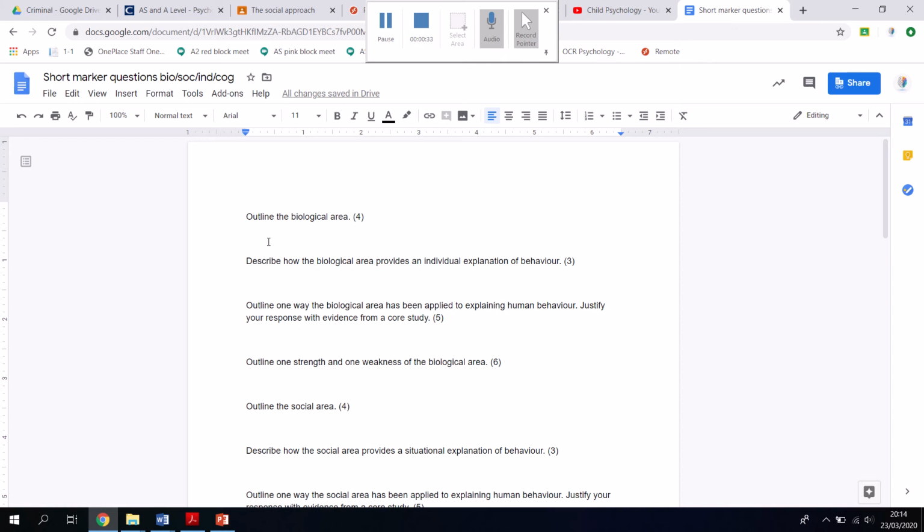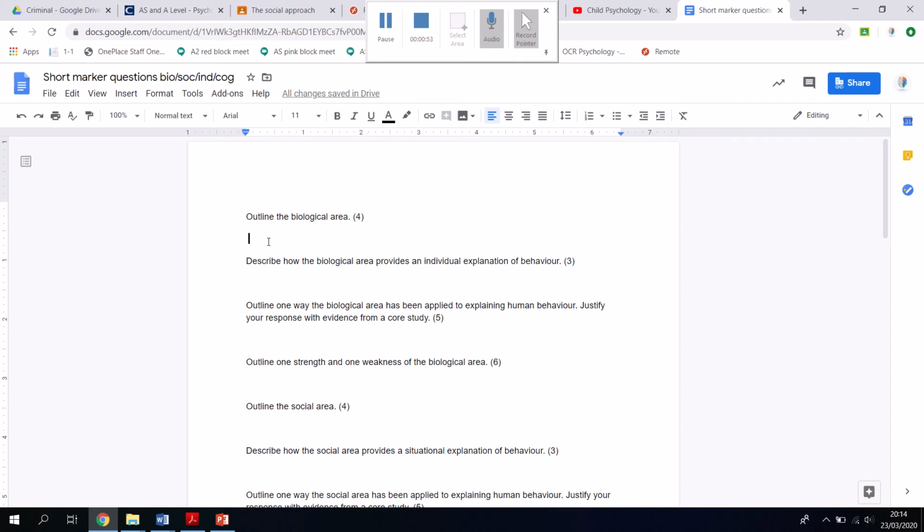So, outline the biological area. This question could get asked in a few different ways, which are similar to each other but a little bit different as well. So you could get asked to just outline the biological area, and that could be for 2 marks or for 4 marks.